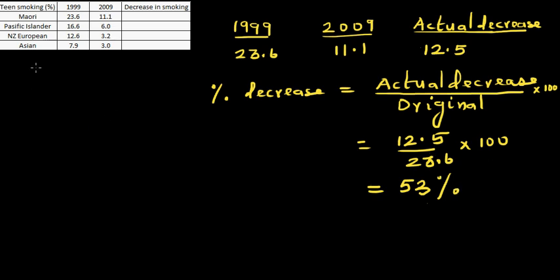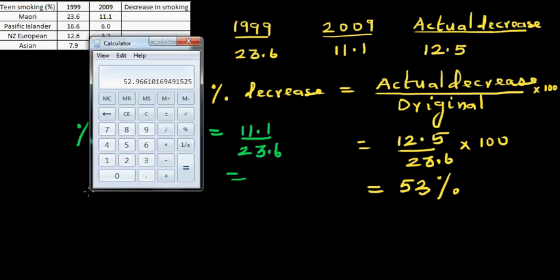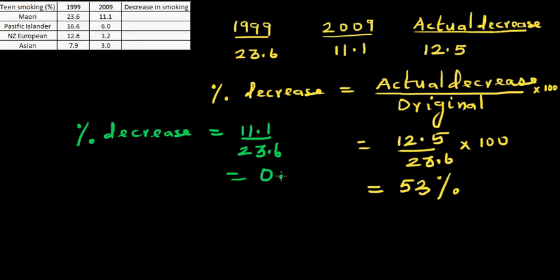Let's do it without the formula, without finding the actual decrease. To find the percentage decrease, you can do it like this. I'll explain the maths later. The first thing you do is the new divided by the original. So if you divide 11.1 by 23.6, what do you get? Let me get my calculator out. 11.1 divided by 23.6 equals 0.47, rounding it.